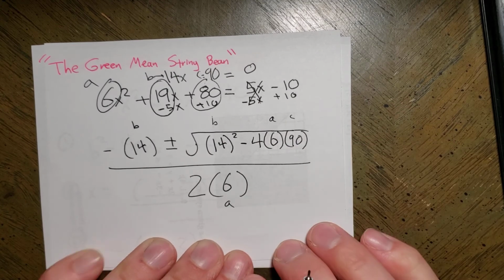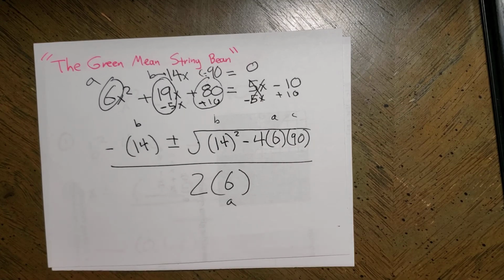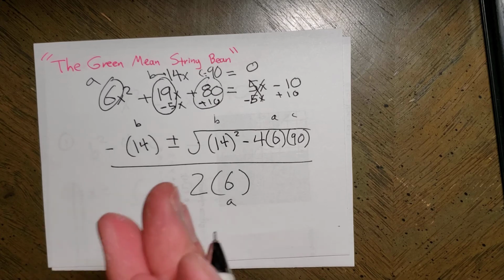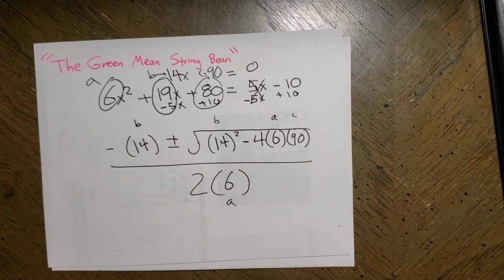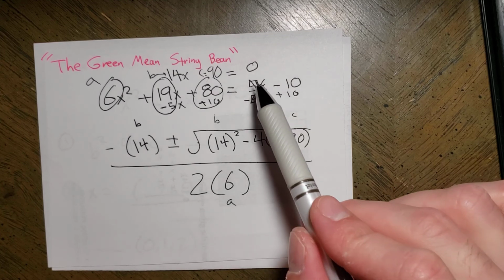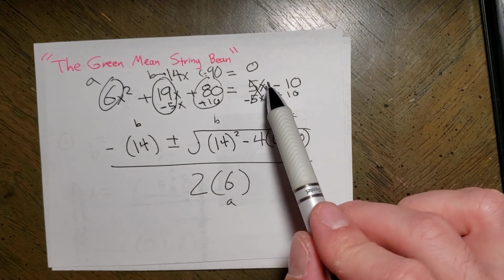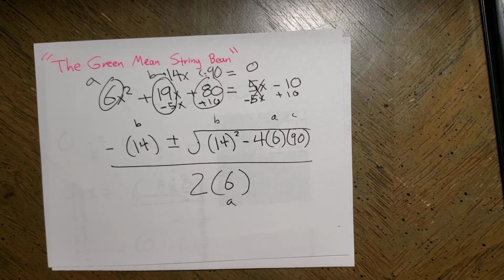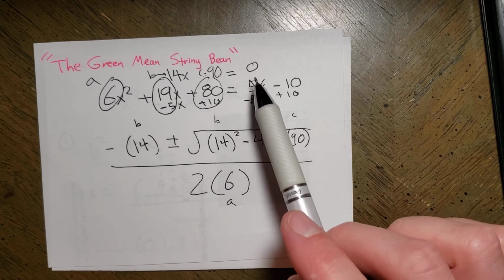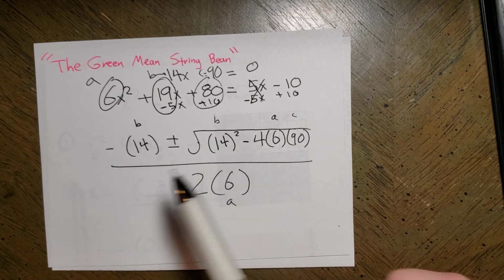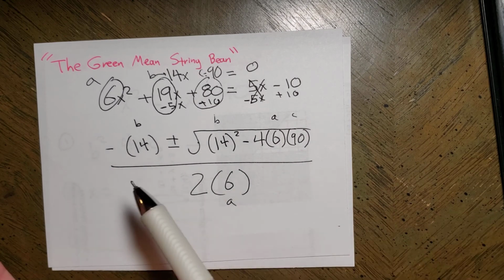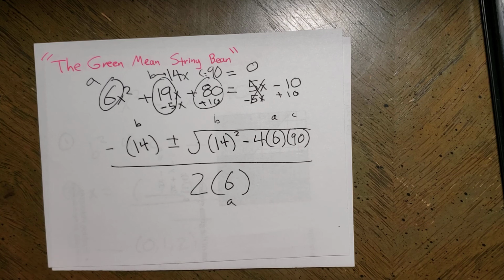All right, cool. So this whole question is literally just having you fill out the formula without even having to solve it. That's the whole point of this question, and also to help you figure out what happens if it's not equal to 0. Guess what? Make it equal to 0. Plug in the a, b, and c values, and double check. Make sure you put things in the right place. And that's it. That's the green mean string bean.